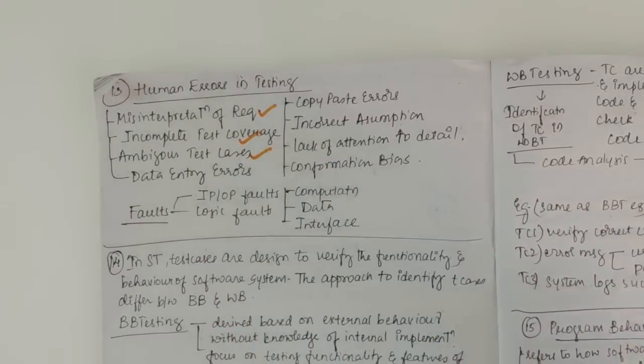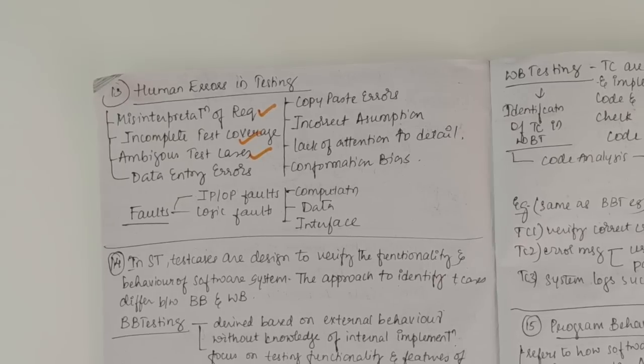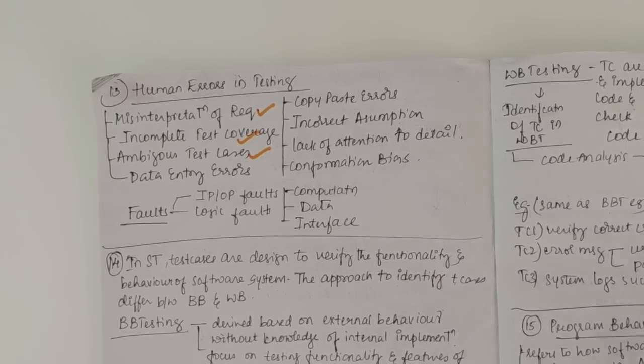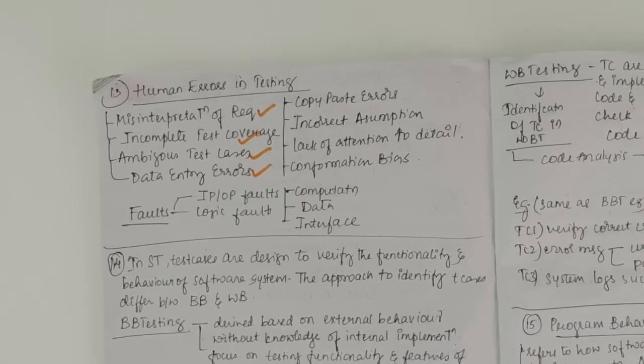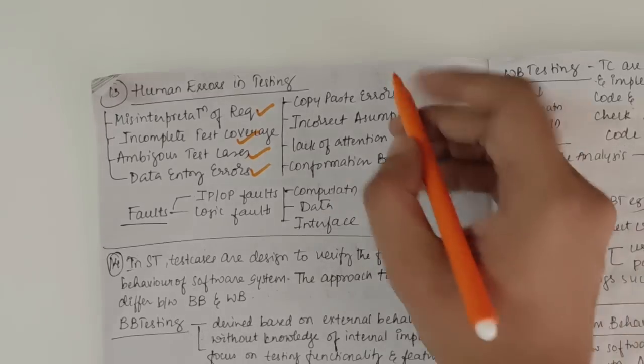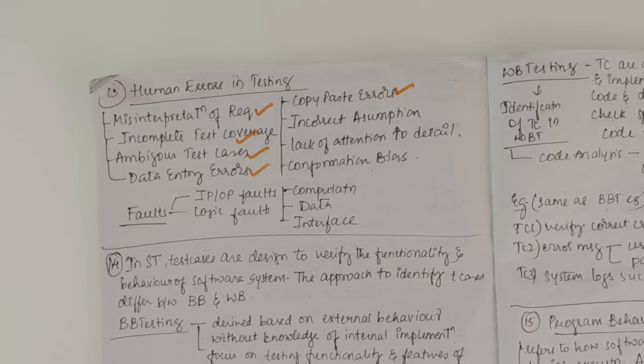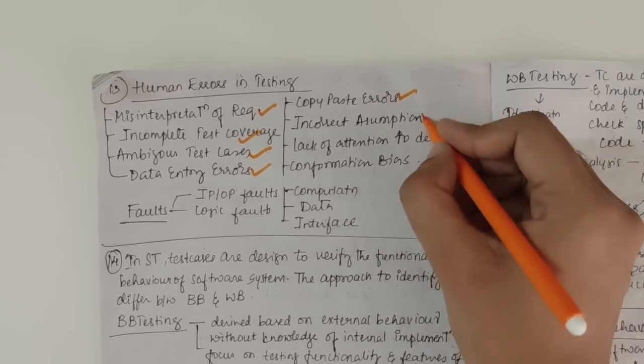Then we have ambiguous test cases. When the test cases are of same type or there's no difference at all, it could lead to ambiguity. Then we have the data entry errors. So while entering the test case, I had to enter 3-4, I entered 4-3. Again, it's a data entry error. We have copy paste errors. I am copying something from the net, instead of pasting it on one column, I've pasted it on the other column. Again, error occurs.